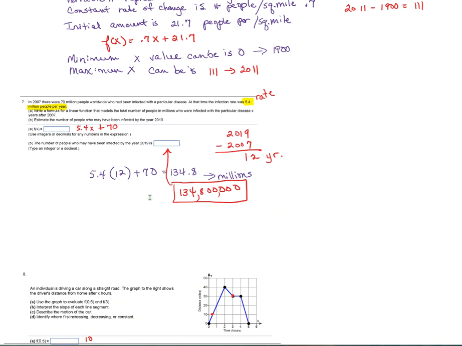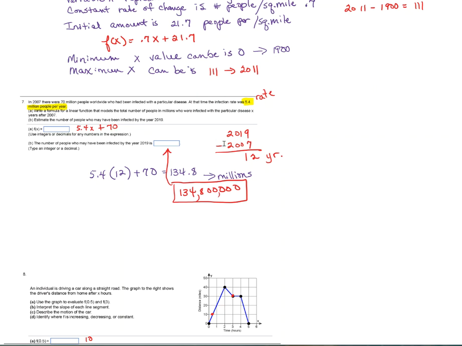All right, number 7. In 2007, there were 70 million people worldwide who had been infected with a particular disease. At that time, the infection rate was 5.4 million per year. Write a formula that models the number of people in millions who were affected in X years after 2007. So 2007, and then it wants to estimate 2019. So for 2007, that would be 5.4x plus 70, because we were in millions.